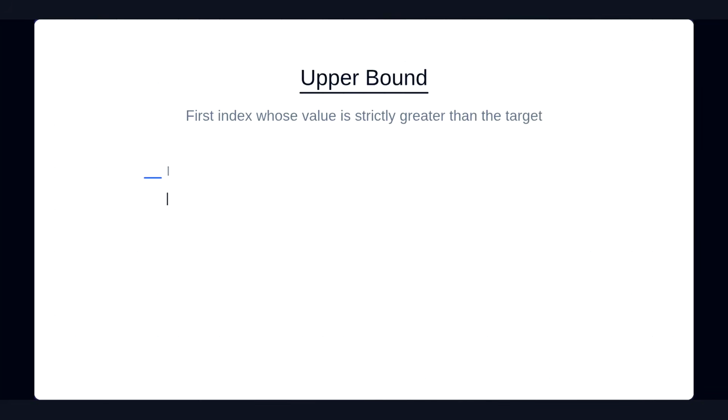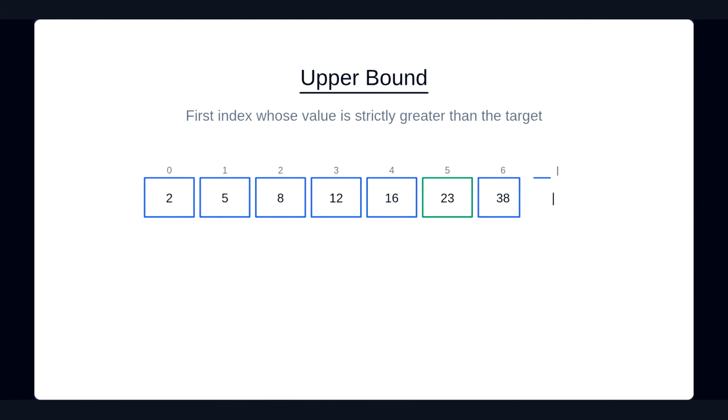Same sorted array. 2, 5, 8, 12, 16, 23, 38, 56. This time the question is slightly different. For a target of 16, what is the first position whose value is strictly greater than 16? That is 23, sitting at index 5. Notice how this differs from lower bound, which would have stopped at 16 itself.